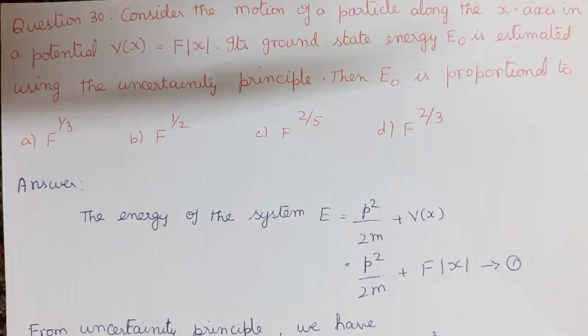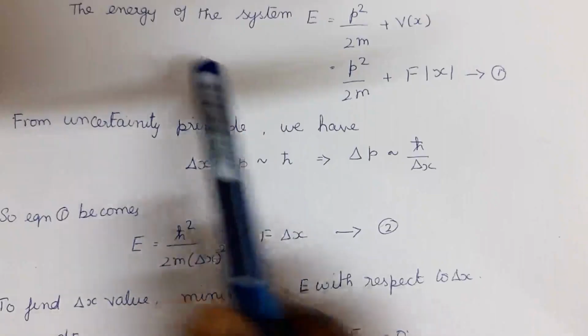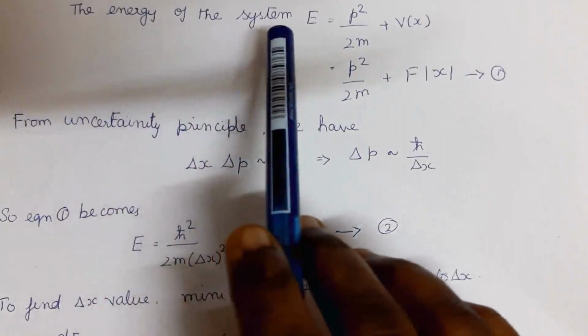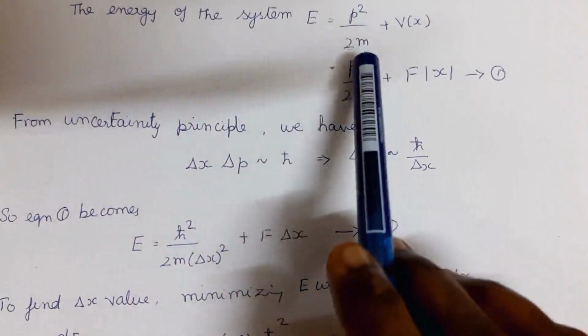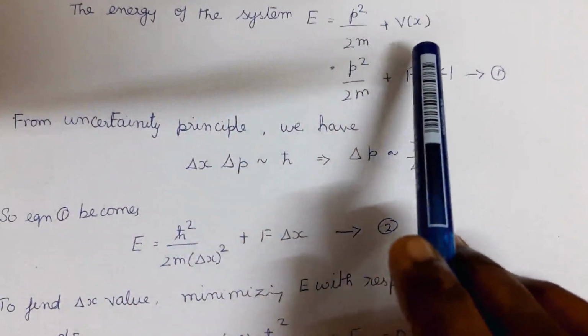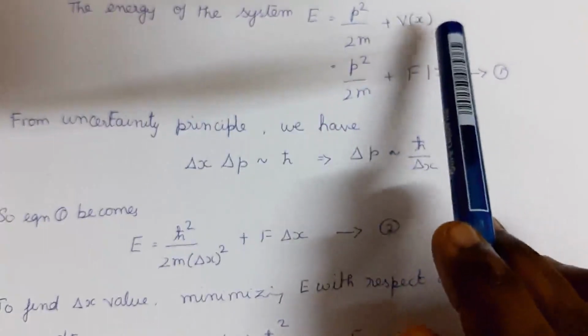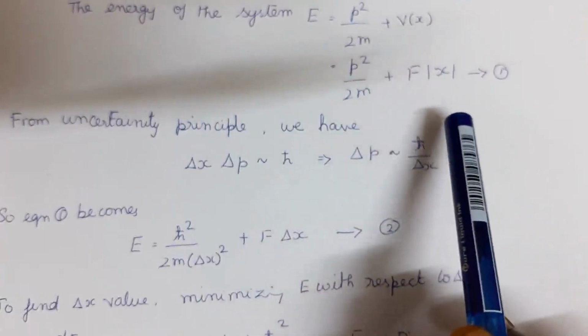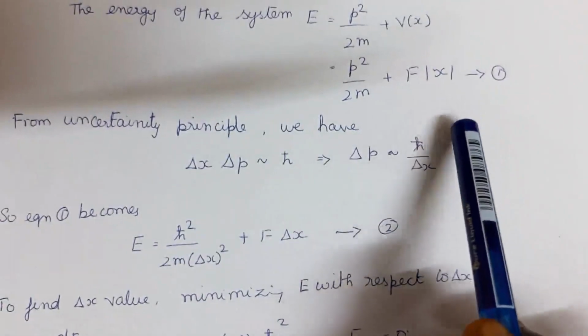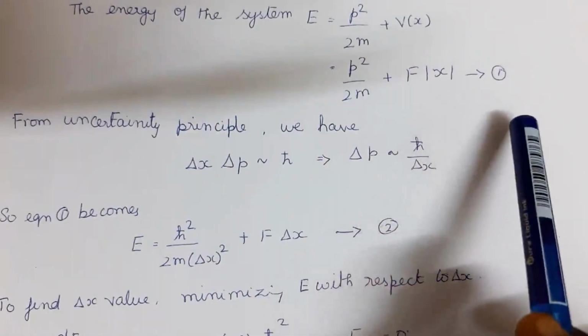So in the question they have given a particle that moves with a potential of F|x|, and they have asked us to find what E is proportional to by using the uncertainty principle. The total energy of the system is p squared by 2m, that is kinetic energy, plus the potential energy V(x). In the question they have given V(x) as F|x|. Let us take that as equation 1.